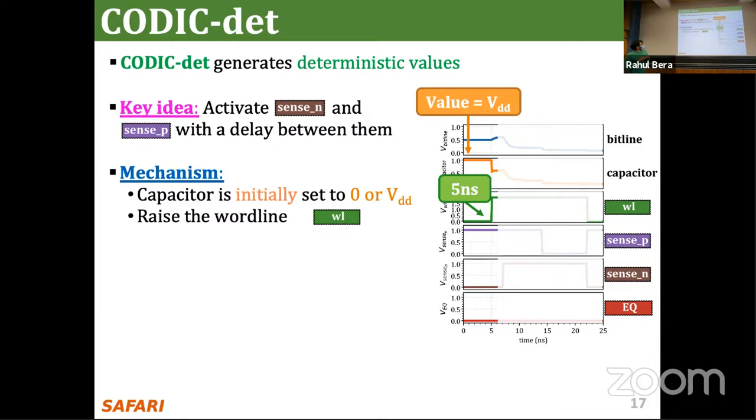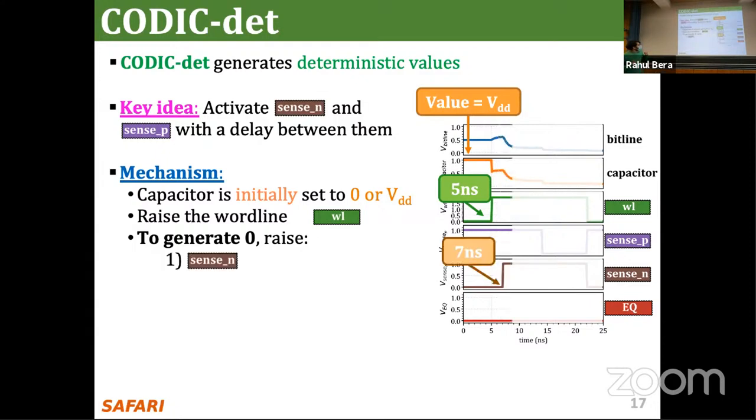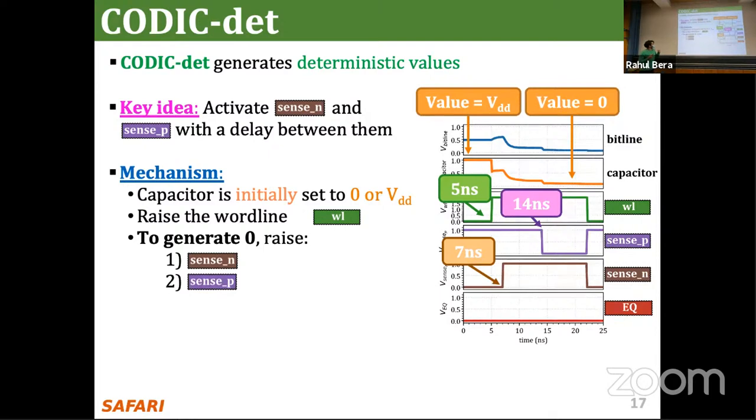And then we raise the word line. And so now the capacitor is connected to the bit line, right? And now to generate a zero, we first activate the sense N and then the sense P. And to generate a one, we invert the order.